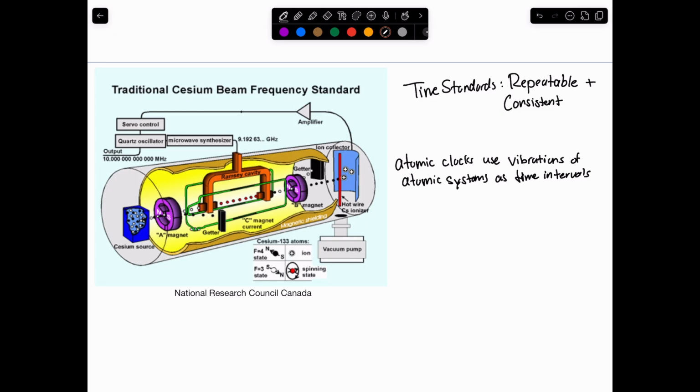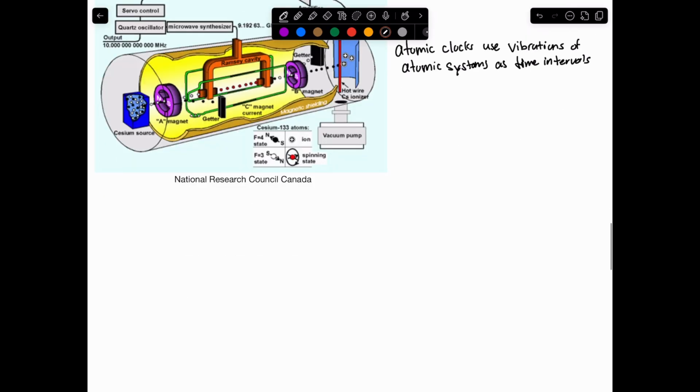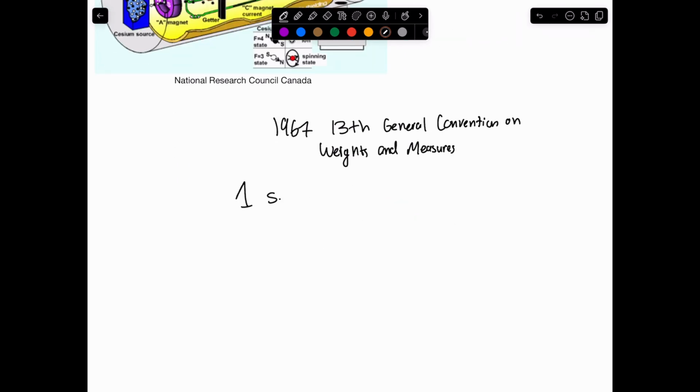These vibrations are extremely consistent. They don't really change. And we usually use a system of cesium atoms to get our time standards. Specifically, in the 1967 13th General Convention on Weights and Measures, the time standard was decided to be 1 second.